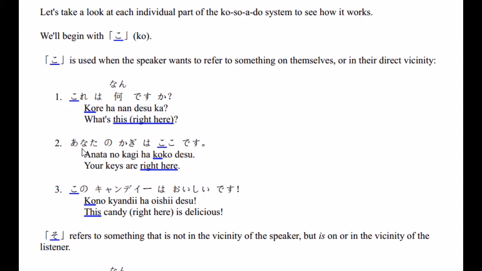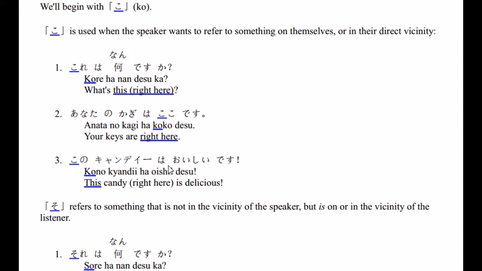Okay, number 2, あなたの鍵はここです. Your keys are right here. Maybe I'm holding them in my hand or they're right next to me somewhere, so I can say, あなたの鍵はここです. Your keys are right here. Number 3, このキャンディーは美味しいです. This candy is delicious. So maybe I have some candy in my hand or in my mouth and I think, wow, this candy is really good.